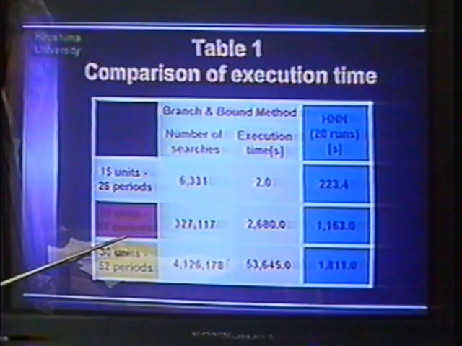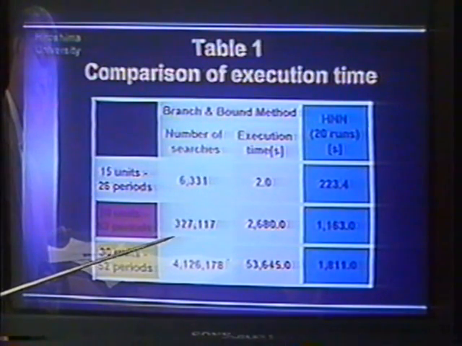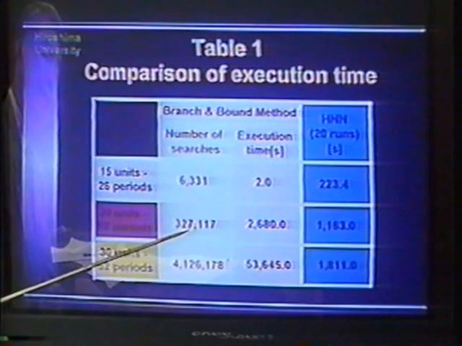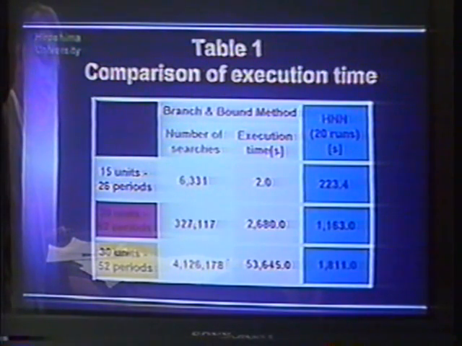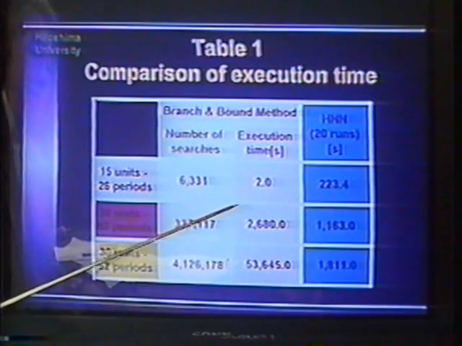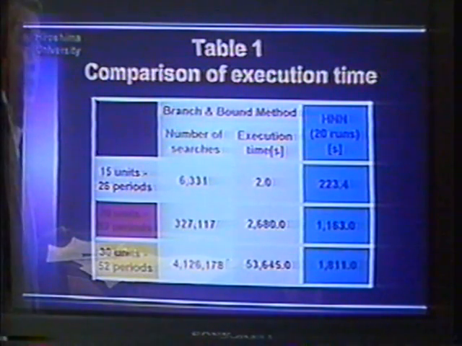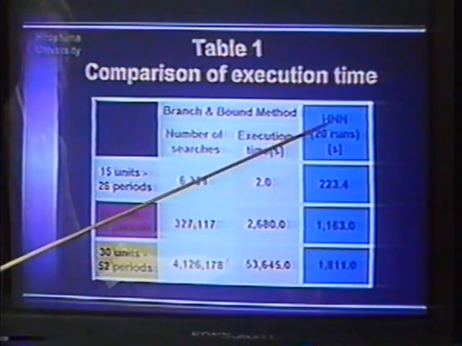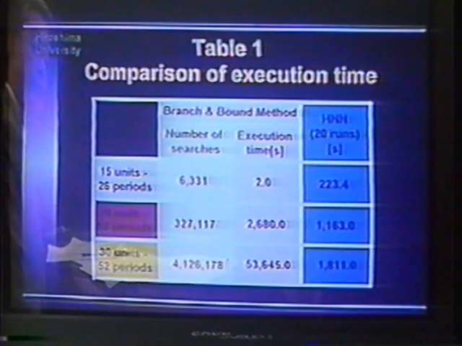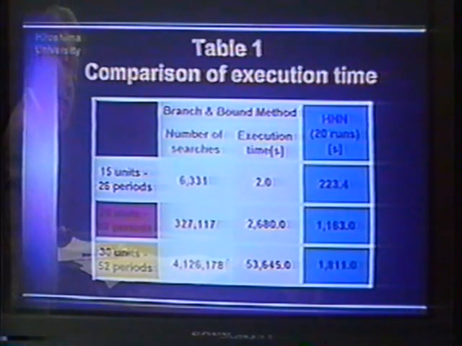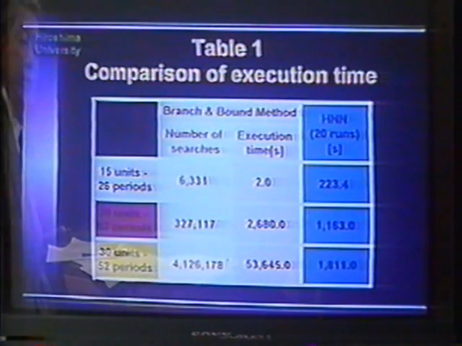For our base case, the number of searches jumps up to 327,000, and execution time is 2,680 seconds, less than 3,600. It means one hour, so less than maybe 40 minutes or 50 minutes. In this case, Hopfield neural net for 20 runs, okay, not 1 run, 20 runs, needs only a little bit longer than 1,000 seconds. But we couldn't obtain the best solutions.